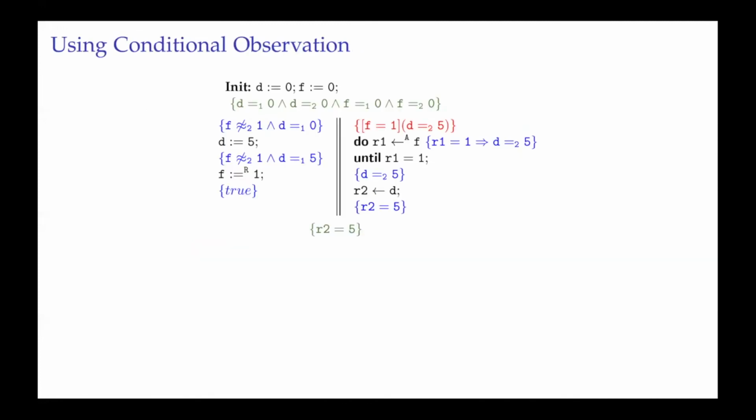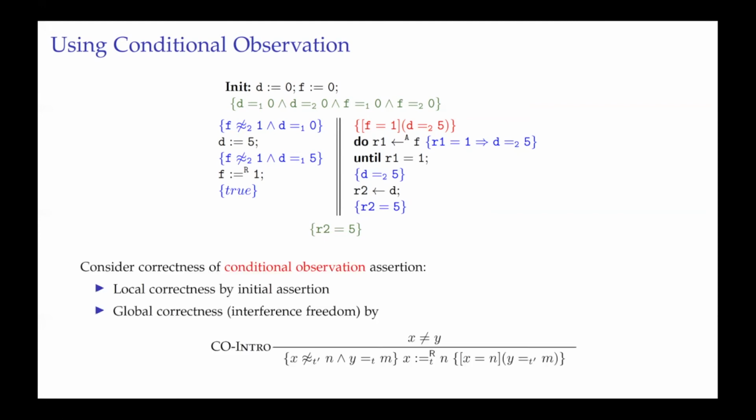I would now like to describe how we can prove correctness of an assertion in a program, and I'll demonstrate this using the conditional observation assertion, which is highlighted in red. Recall that the Owicki-Gries framework tells you that one must prove both local and global correctness of the assertions.